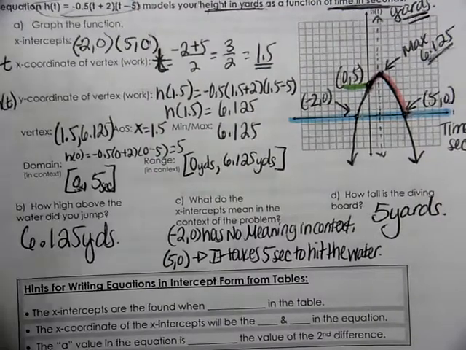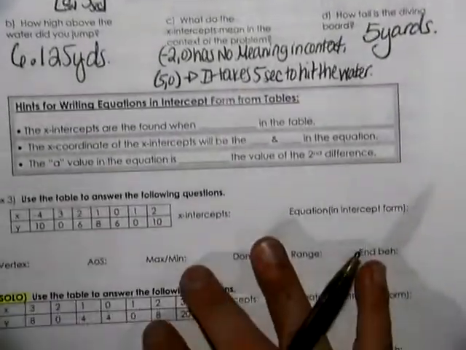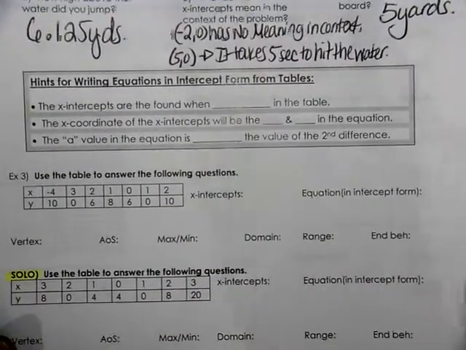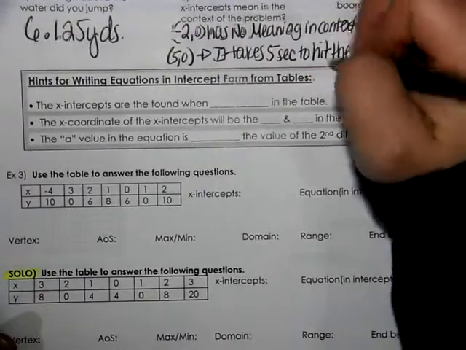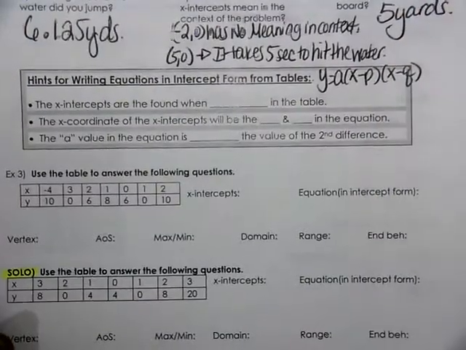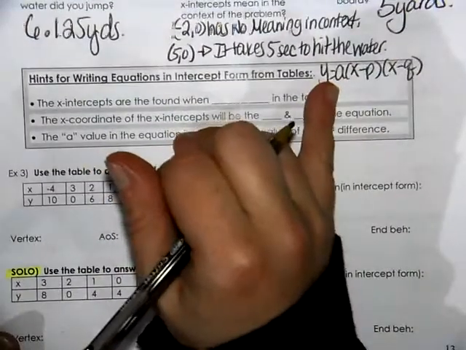All right, let's go ahead and move on to our last example for this lesson. And that is hints for writing equations in intercept form from tables. Now remember, intercept form is y equals a times x minus p times x minus q. And it has the same a value that we've done before.